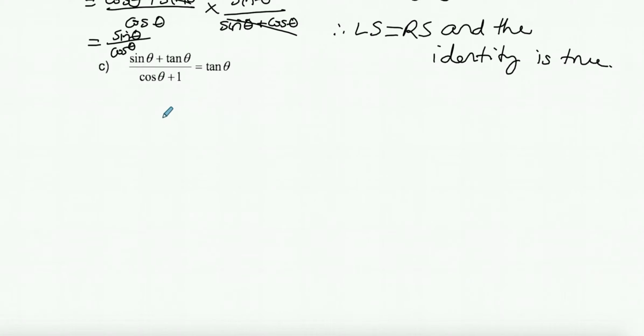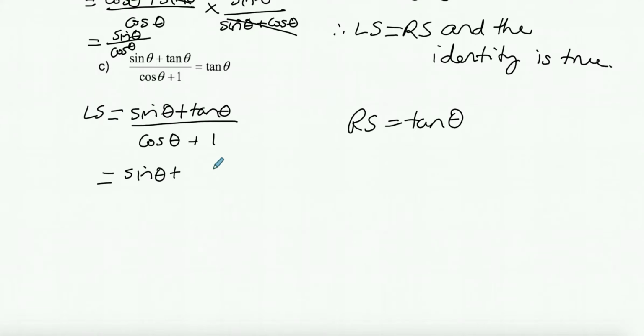Obviously, with this last question, the right side being just tan theta looks pretty simple. I would just leave that. On the left side, I would like it to eventually look like the right side. So a good strategy is to write what you have in terms of sine and cosine. So maybe I would start with sine over cosine is the same thing as tan theta. And then I do have cosine theta plus 1 in the denominator.